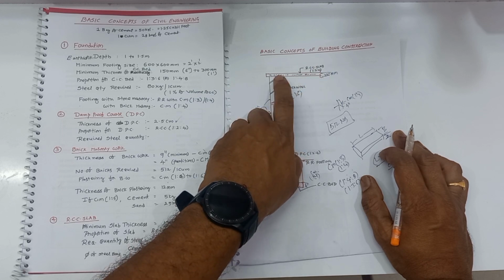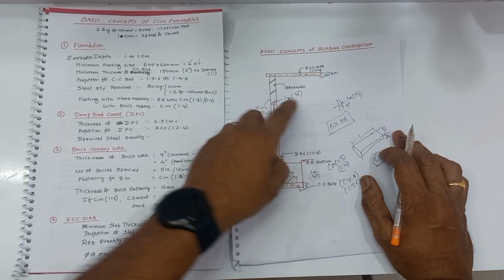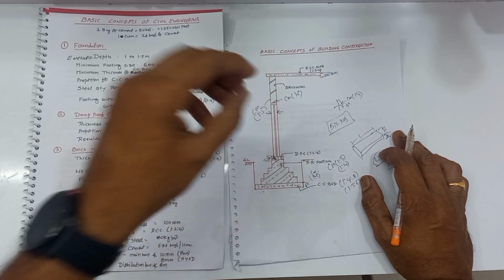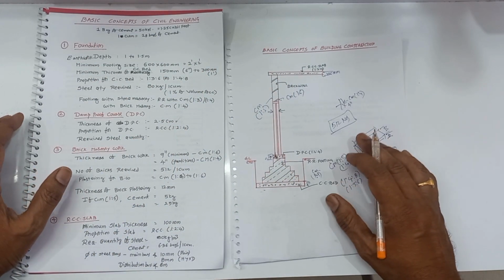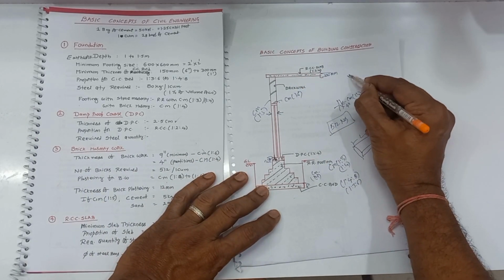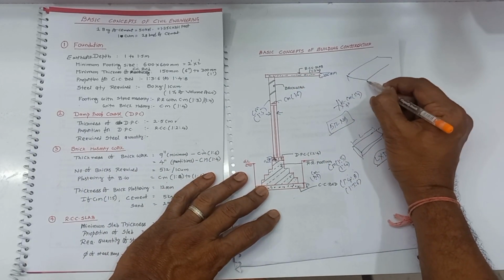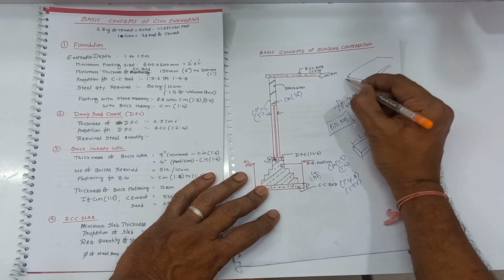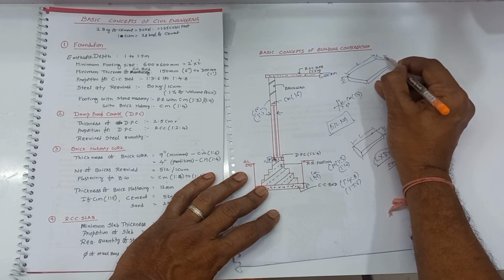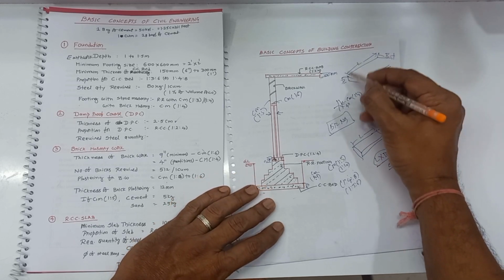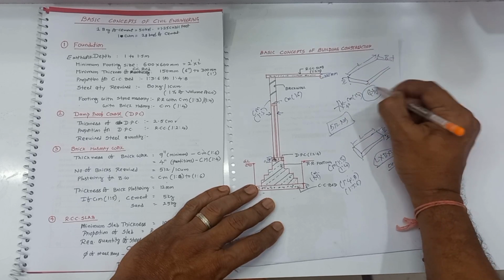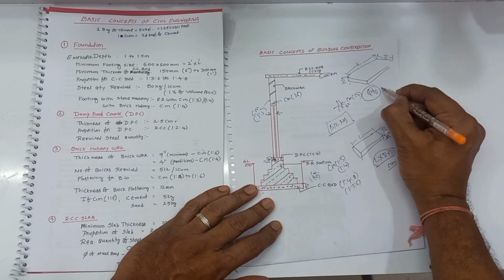Generally 20 mm chips are used for the RCC slab. Now, how much quantity of steel is required for this RCC slab? There is a simple thumb rule for the steel calculations. Suppose this is a slab, this is the length, this is the breadth and this is the thickness. By multiplying all these three, L into B into D, we can find the quantity in cubic meters.